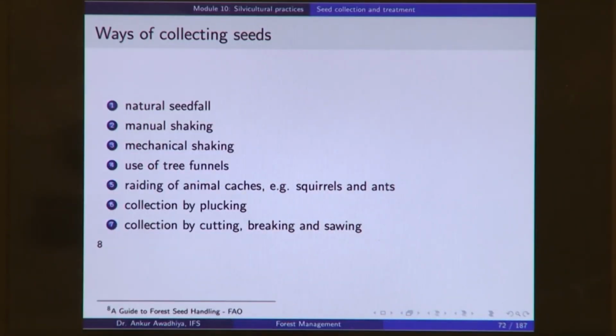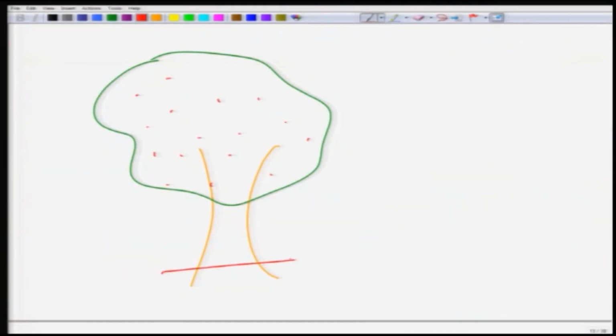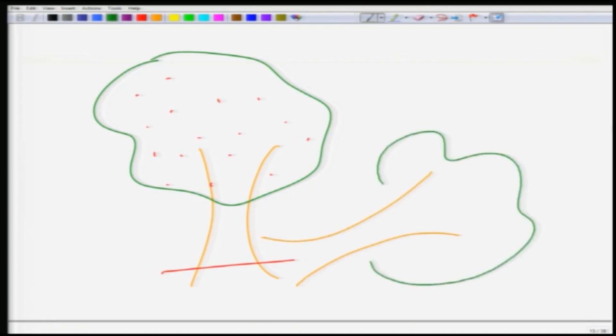In this case what is done is, you cut this tree. When you cut this tree it will fall down, and once it has fallen down, you can collect these seeds. Now, typically we do not cut trees to collect the seeds, but if there is a silvicultural operation that needs to be done, so if there is a tree that has been marked and it has to be felled, then if the seeds on the tree are mature enough, you can also collect those seeds.